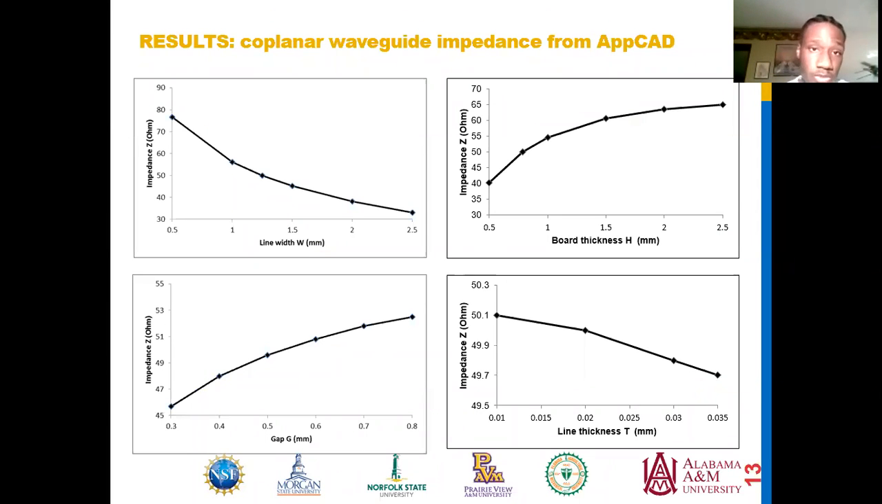Here are our results that we also got from Excel of our coplanar waveguide impedance from AppCAD. As we increased our line width, impedance decreased. As we increased our board thickness, impedance increased. As we increased our gap, impedance increased. As we increased our line thickness, impedance slightly decreased. Next slide, please.